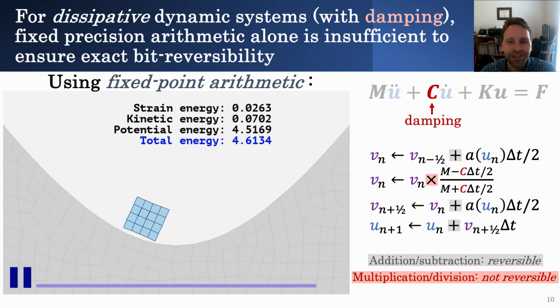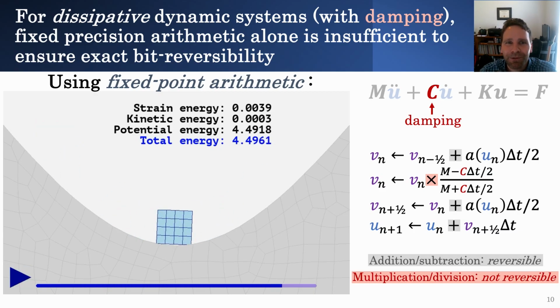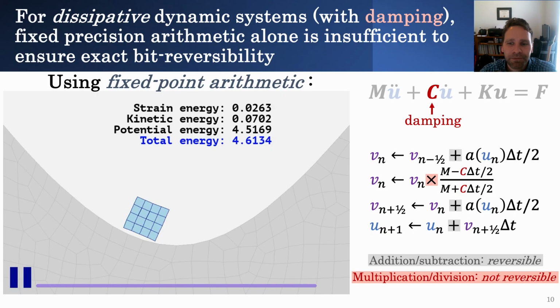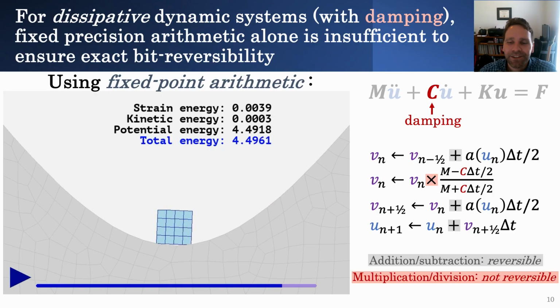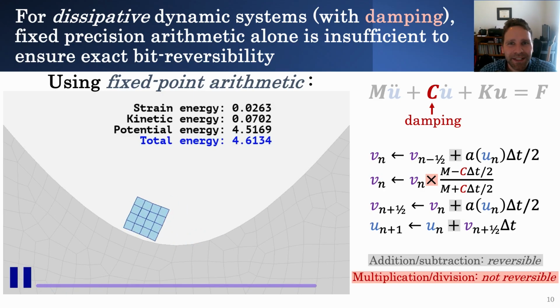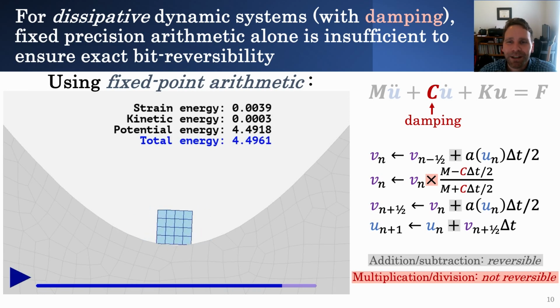Well, it turns out the issue is that my additions and subtractions, all of those arithmetic operations using fixed point arithmetic, are perfectly reversible still. The only difference is that by introducing damping, I actually involve an additional step that entails multiplying or decrementing my velocities by some additional term. That's always some factor that's less than 1, basically.